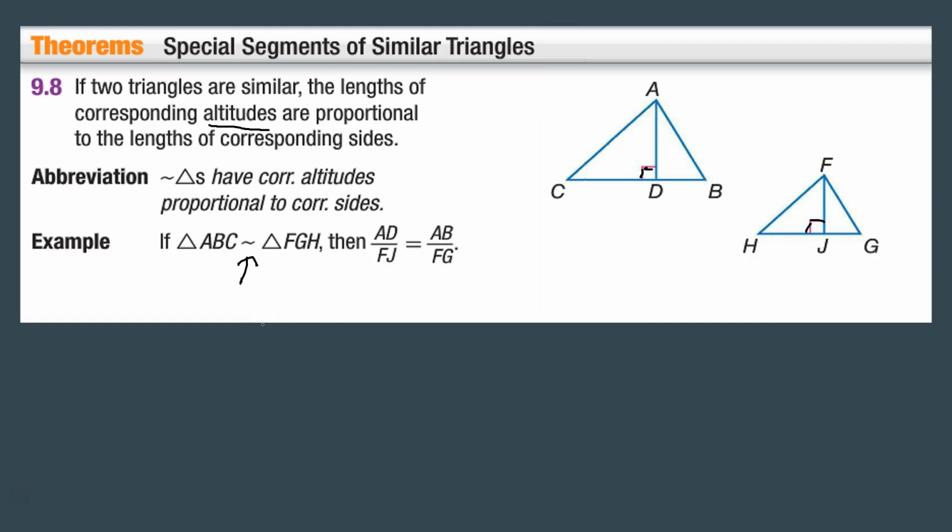So remember, it says if we have similar triangles, they have corresponding altitudes that are proportional. So AD would be proportional to FJ, which would be equal to the corresponding sides. In our case, AB would be corresponding with FG.